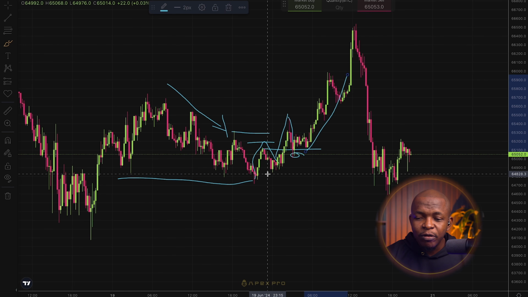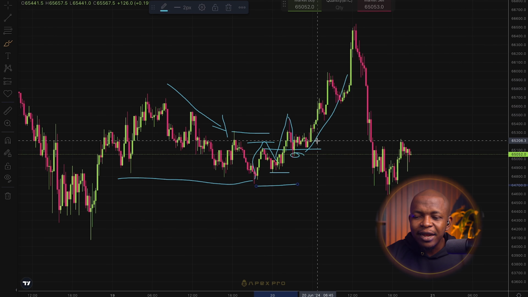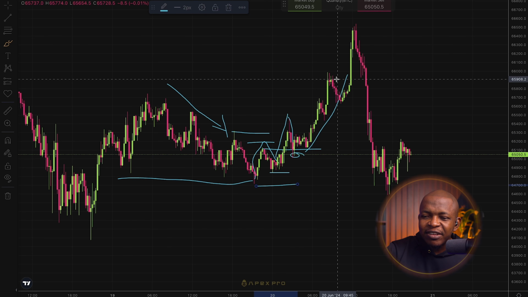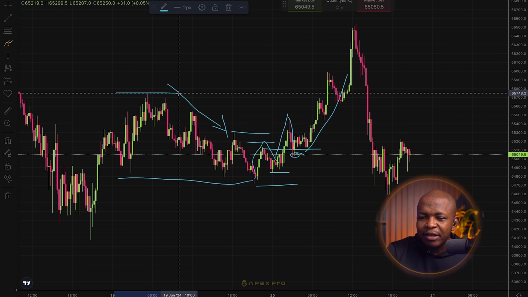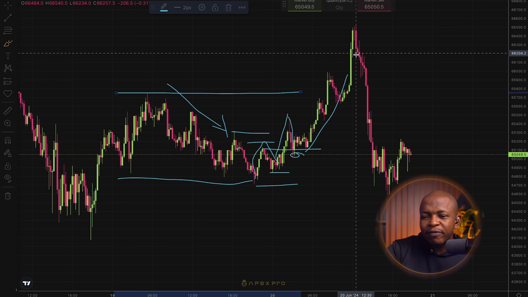We can put our stop loss here or here and just target at least a 2-to-1 risk reward ratio. By the time it's here, clearing this last liquidity here, we should be out of the market, and don't worry about what it does after this.